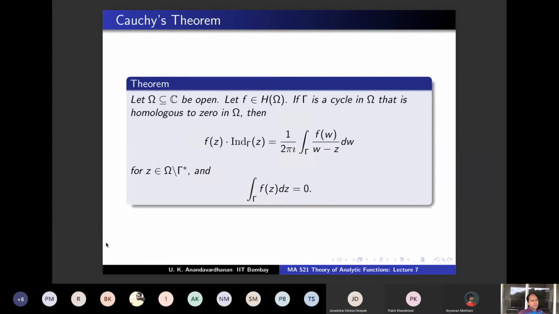So omega is any open set, there is no restriction, and for gamma, only one topological restriction is there, that it should be homologous to 0. It's a cycle, it can be a finite sum of closed paths. So it's quite general, and this is the general Cauchy's theorem, global Cauchy's theorem. Both the Cauchy integral formula and Cauchy's theorem we are putting together, and the Cauchy integral formula form is what we are going to prove first, and this is an immediate corollary to that.